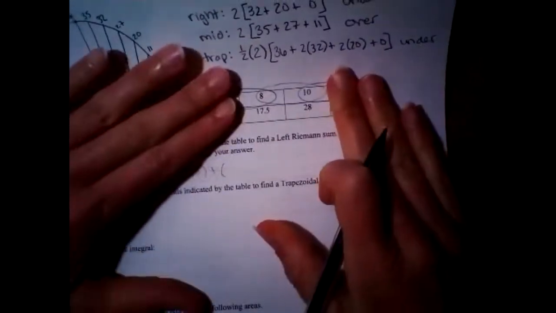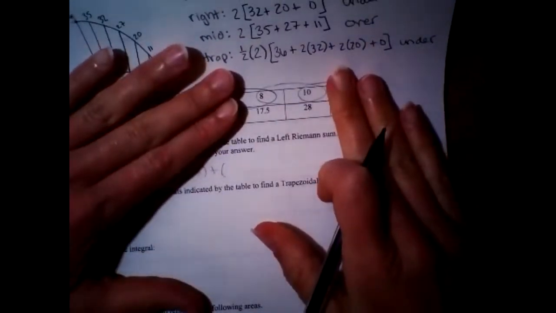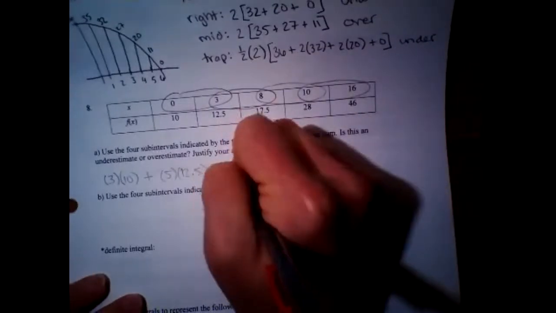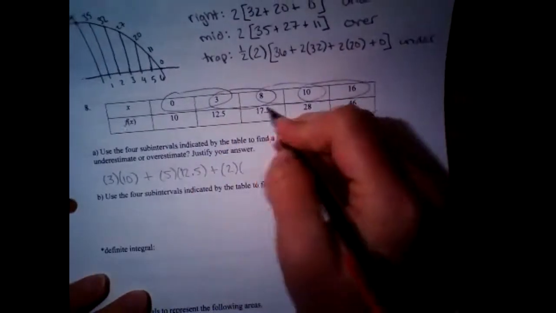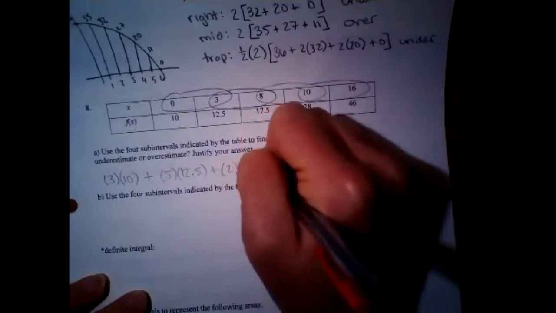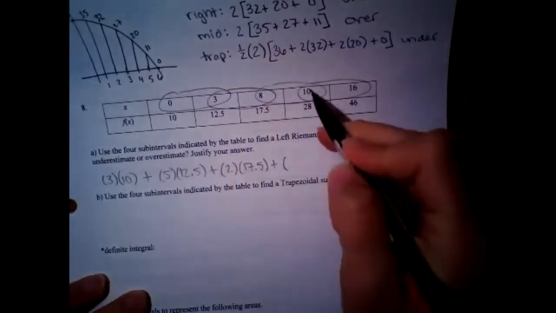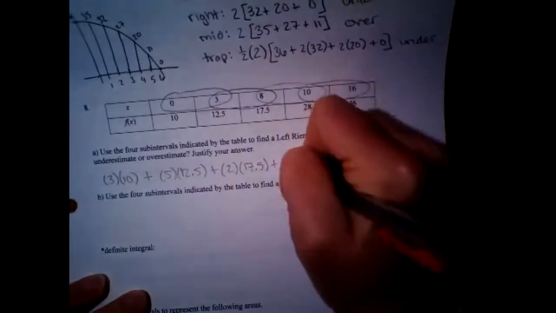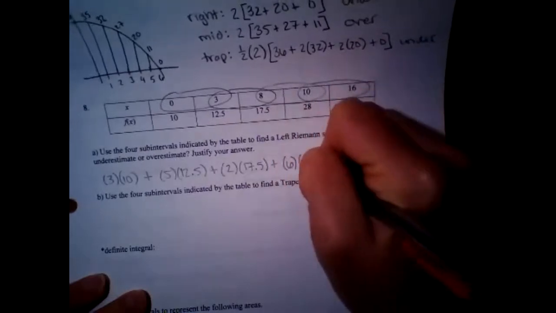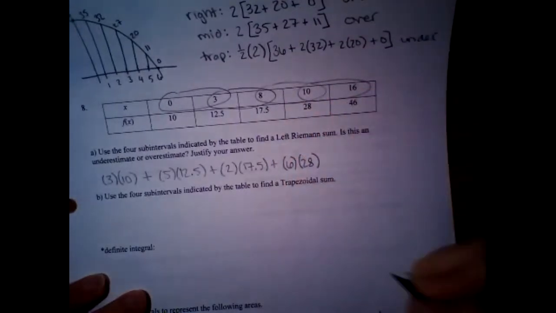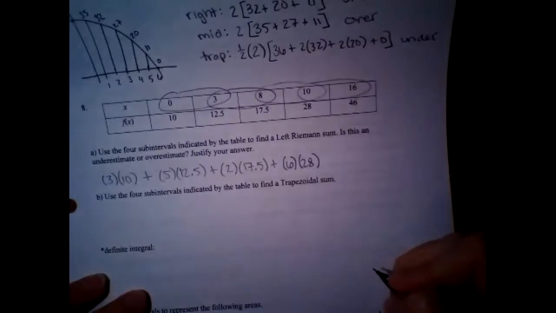And then the next subinterval, 8 to 10, that's a distance of 2. And the number on the left is the 17.5. And then the last one, 10 to 16, that's a distance of 6. The number on the left is 28. Don't bother adding all of those up. There's no point in it. If it's for your response, just leave it alone.